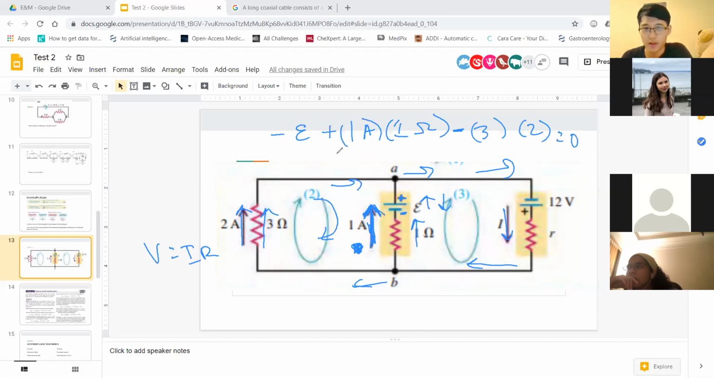And this gives us an expression. The question is asking us to find the value of this electromotive force and the value of this resistance. We just have to keep setting up equations until we get enough linear equations to solve for these unknown variables. In this case, since we have 2 unknown variables, we need 1 more equation, and that 1 more equation is going to be loop 3.